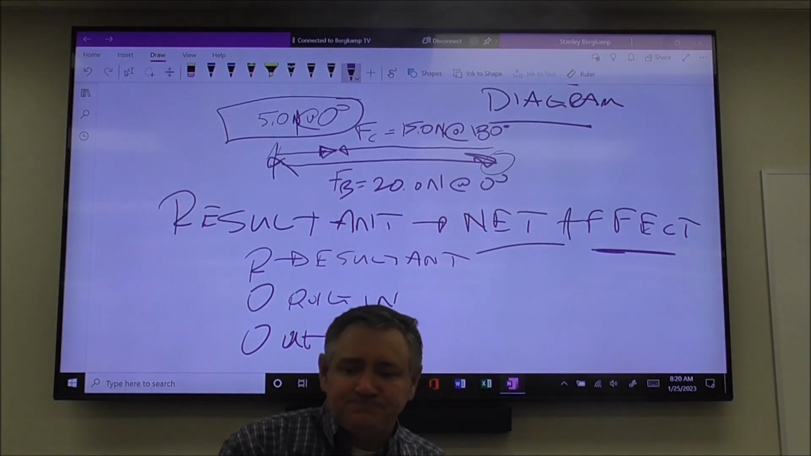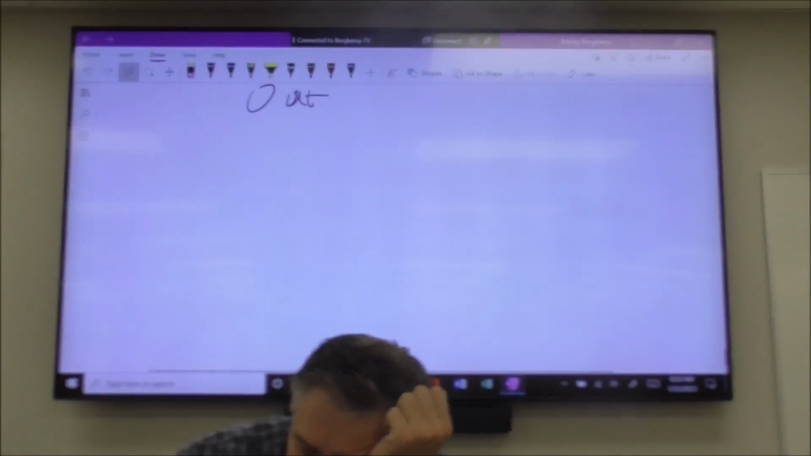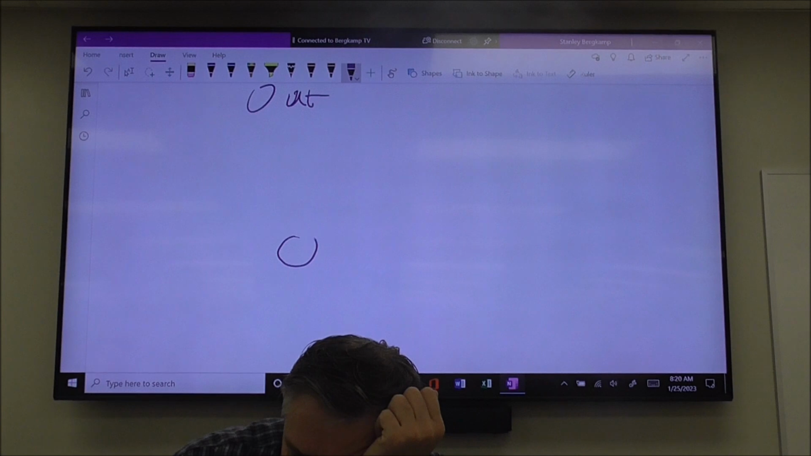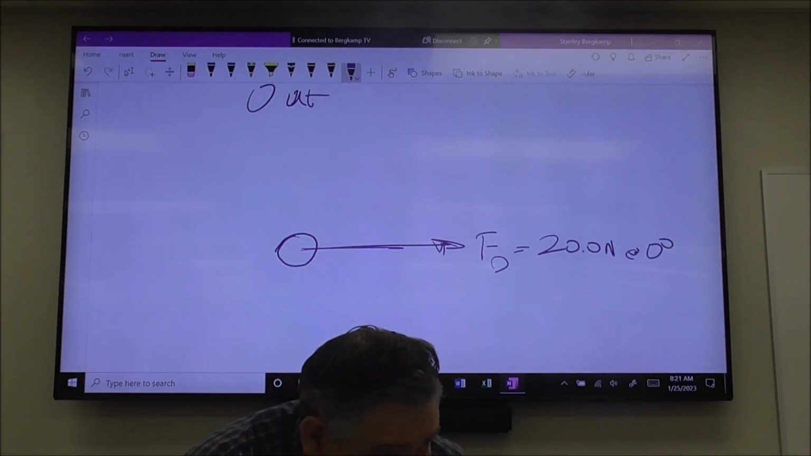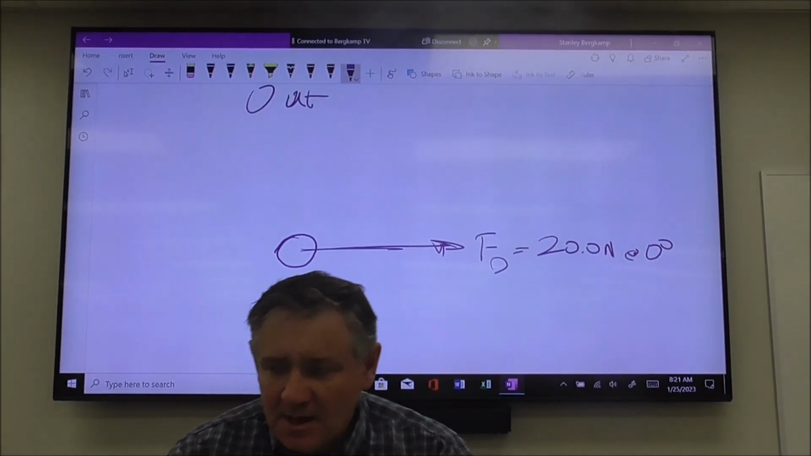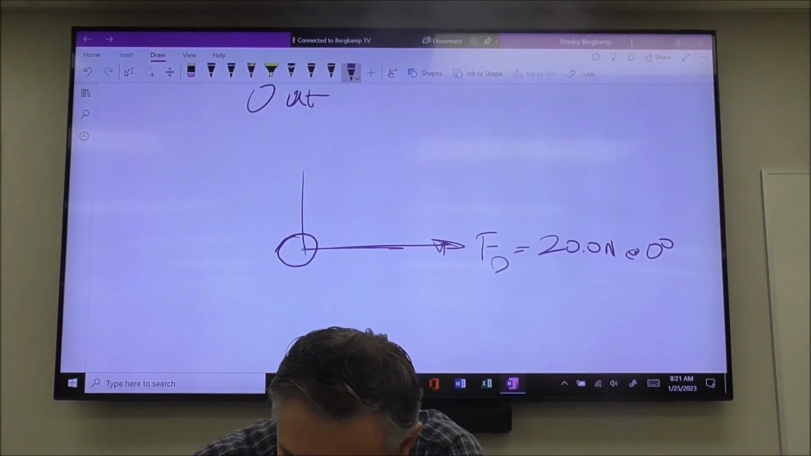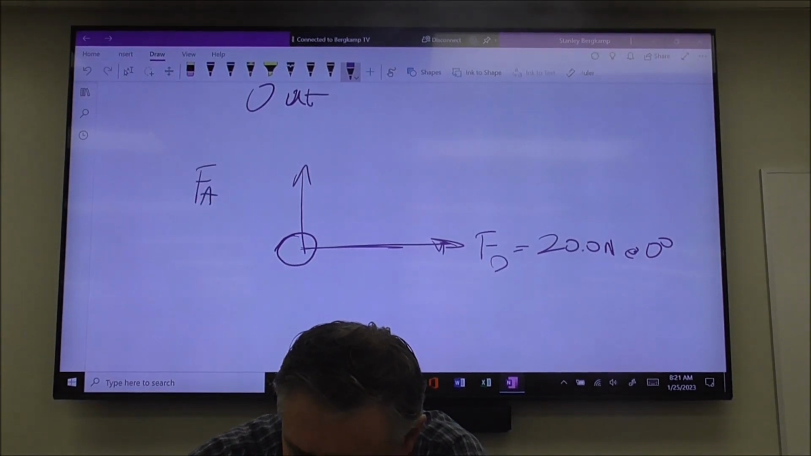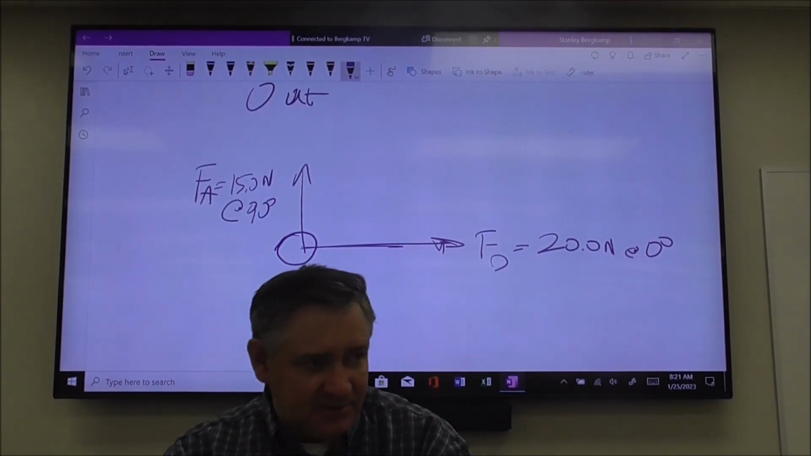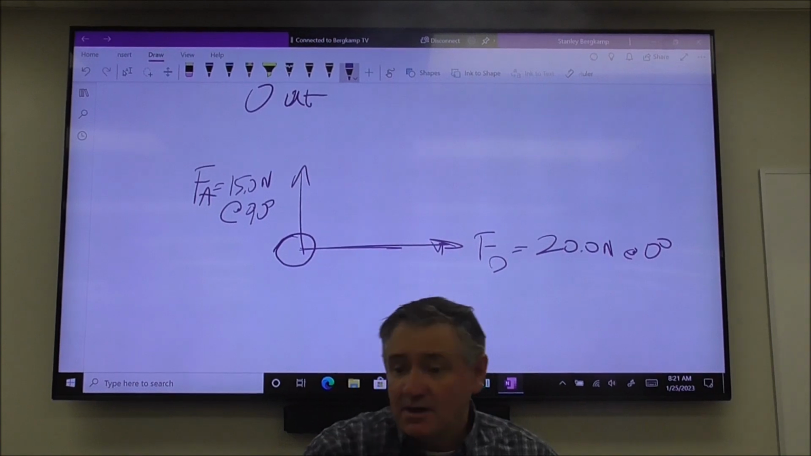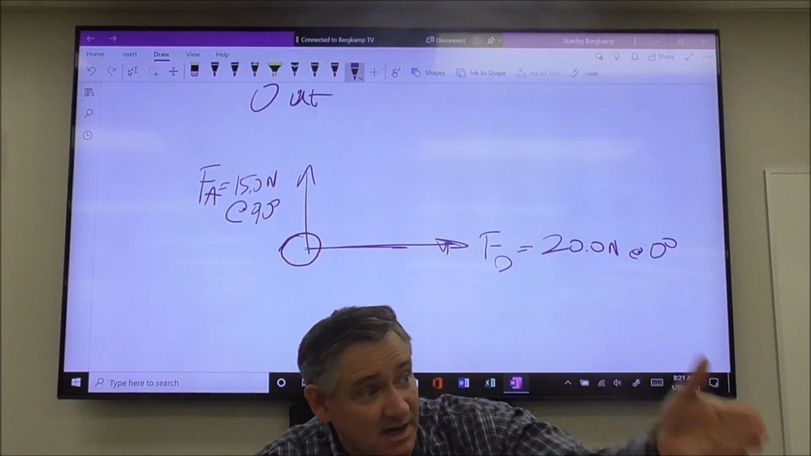Now I'm going to change it up a little bit. Okay. So now we'll have a soccer ball. Devin's going to kick the ball this way. Force Devin, 20 newtons at 0 degrees. Okay? So he's going to kick the ball this way. Okay? At the same time, Adana is going to kick the ball with a force of 15 newtons at 90 degrees. Okay? So imagine that here's a soccer ball. Devin's kicking the ball this way, Adana's kicking the ball that way.